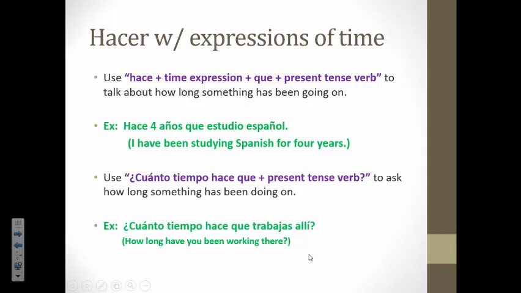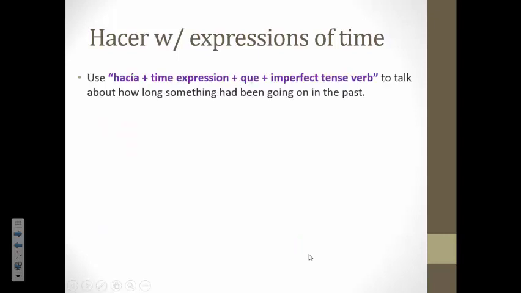Okay, you can use the same structure to talk about the past. So as opposed to talking about how long something has been going on, you're going to talk about how long something had been going on. You will use hacía plus the time expression plus que plus an imperfect tense verb to talk about how long something had been going on in the past.